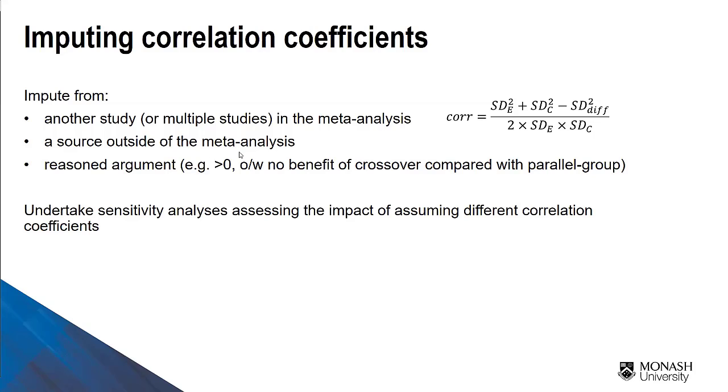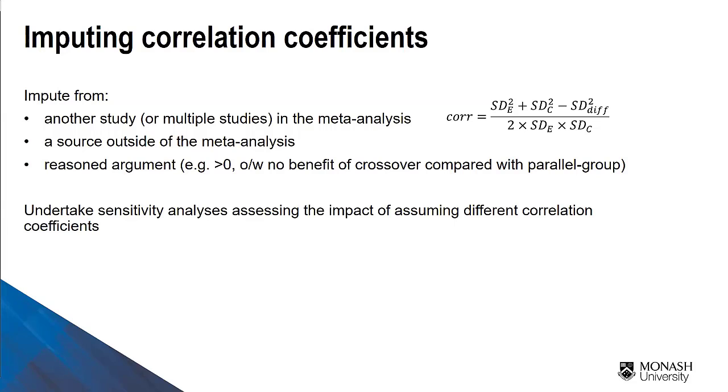We might have knowledge, for example, of what these correlations might be from other sources outside of the meta-analysis, or we can use some reasoned argument. It's likely that the correlation is going to be greater than 0, otherwise there wouldn't be a benefit in doing a crossover trial compared to a parallel group trial in the first instance. And we could, for example, make an assumption that the correlation might be 0.2, 0.5 or 0.8, and we could investigate what impact this would have in terms of sensitivity analyses.